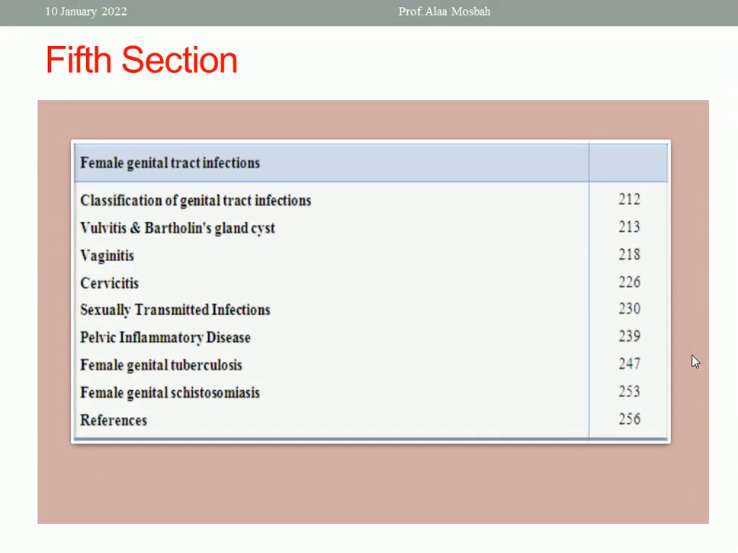The fifth section starts with the classification of genital tract infection, going through vulvitis and Bartholin gland cyst, including also vulvitis in childhood and in adults. Then vaginitis, cervicitis, sexually transmitted infection, pelvic inflammatory disease, female genital tuberculosis, and female genital schistosomiasis. And lastly, it ends with the references of the fifth section at page 256.